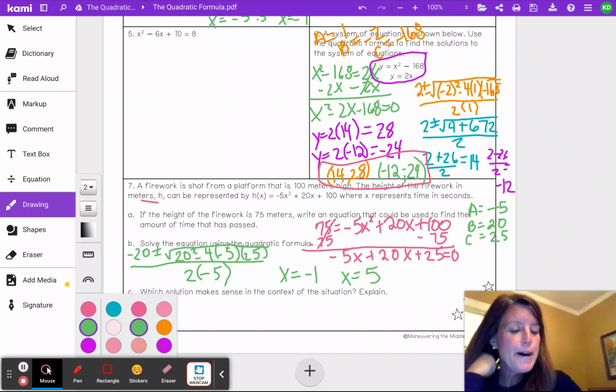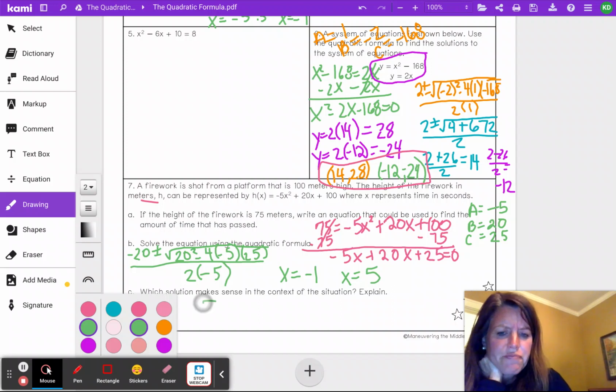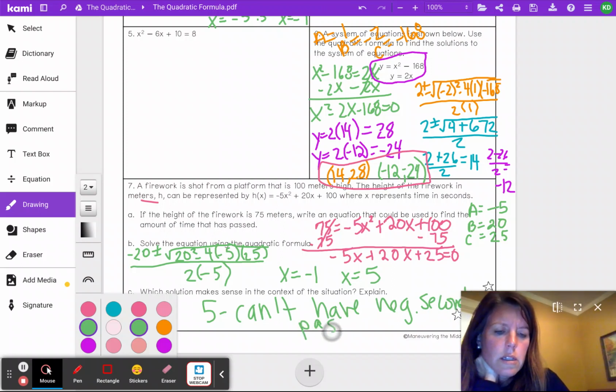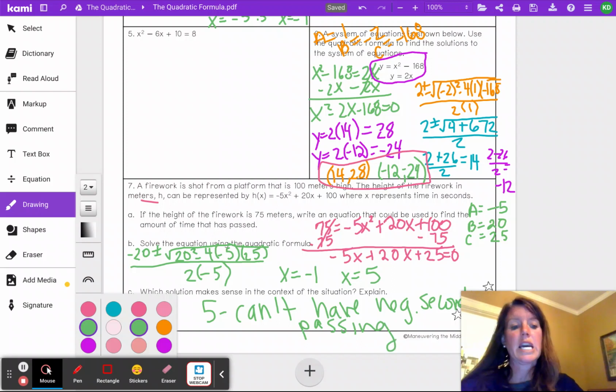Okay, lastly, which solution makes sense in the context of this situation? The only one that makes sense is 5. Because you can't have negative time. Can't have negative seconds passing. Because you can't say negative 1 seconds passed since that firework went off. It just is what it is.